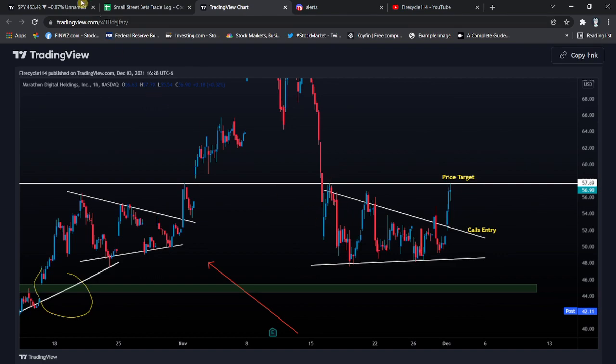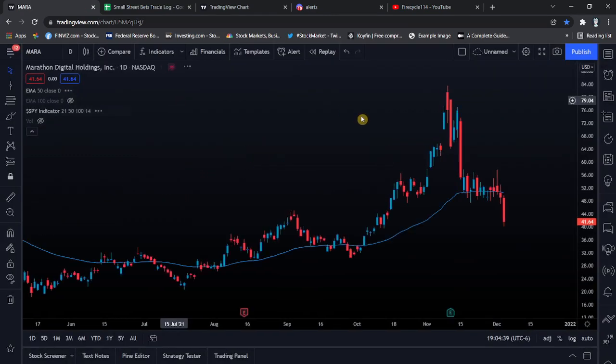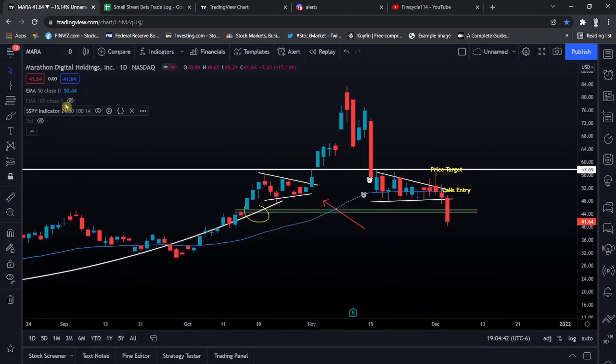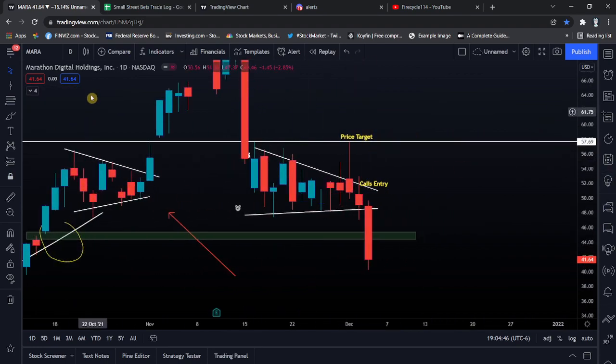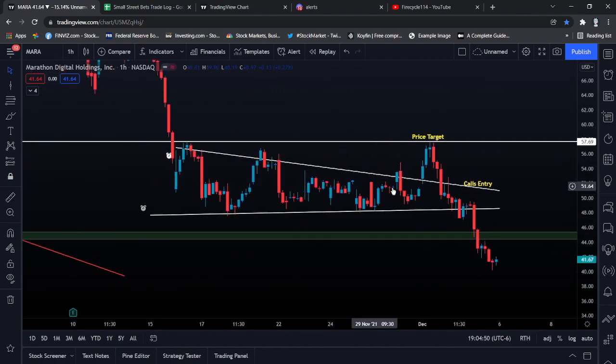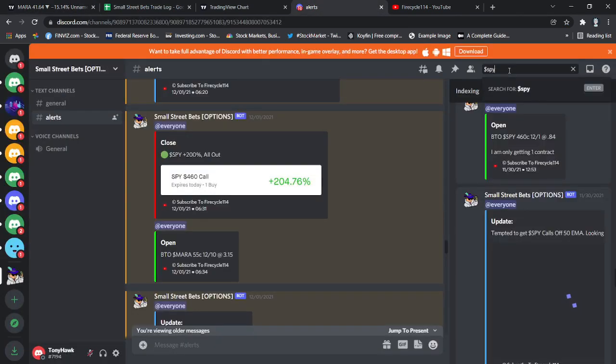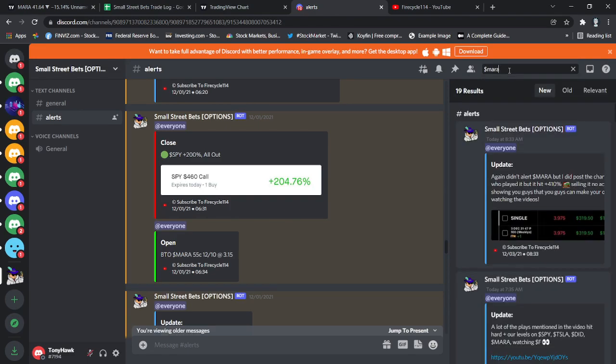Now the thing about Mara is, if we go to the daily chart, let's remove our indicators. Let's take a look at the hourly. We played this symmetrical triangle to the upside. This was on December 1st, which I alerted. So let's search Mara.